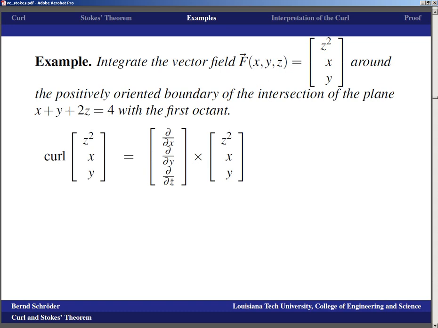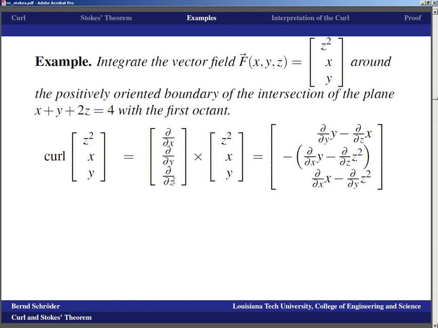We get the derivative of y with respect to x minus the derivative of z squared with respect to z, and we've got the extra negative sign from the second component. And then we have the derivative of y with respect to x minus the derivative of x with respect to x minus the derivative of z squared with respect to y. And that gives us 1. Then we have 2z and 1 again. And that is the curl of that vector field.